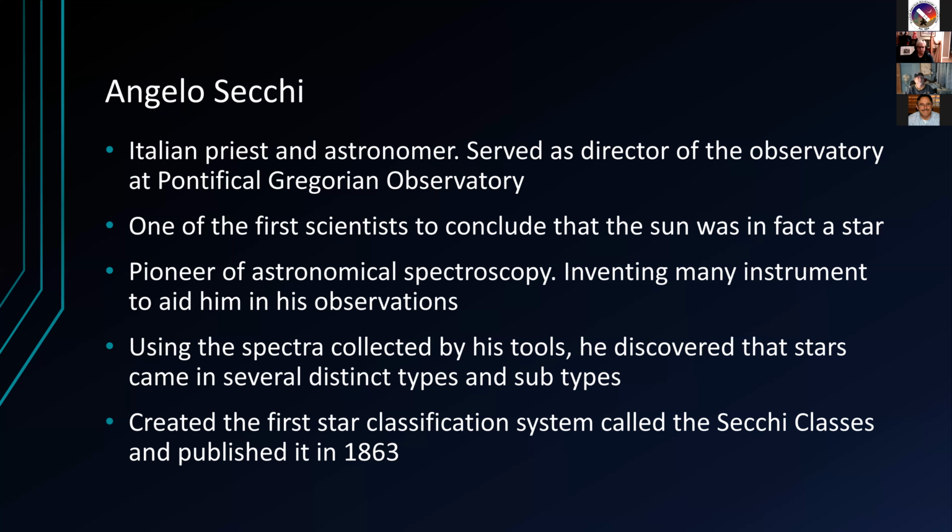Using the tools and techniques that he helped pioneer, he discovered through his logs and observations that the stars he was observing came in several distinct types and subtypes. With this collection of observations, he created the first star classification system, which bears his name and is called the Secchi classes. I hope I'm getting that right. He published it in 1863, during the middle of the American Civil War.